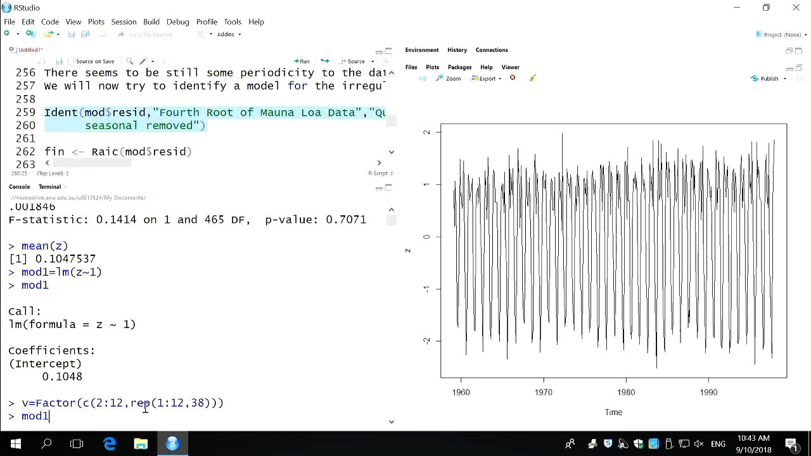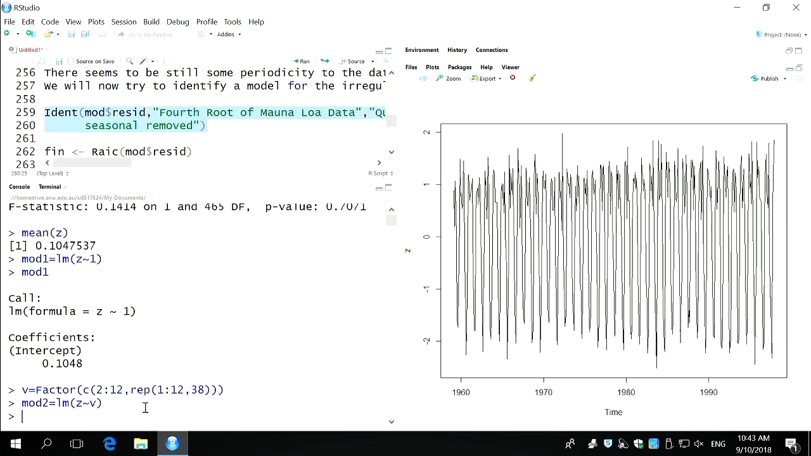How do I fit the factor? I go mod2, this is my trend seasonal model, Z tilde V. You don't need to put the 1 in anymore because the intercept's automatic, right? And it fit. So I got the length of that factor right.